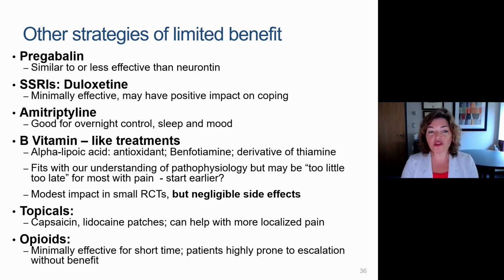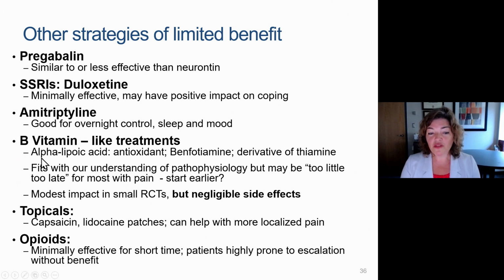Other strategies do exist, and I'm going to point out pregabalin is very similar or less effective than Neurontin. It has a fancier name, and I think people do try it and they feel like they have better results. It's probably placebo in my opinion. But it's okay to switch. Just don't expect much. I would say amitriptyline is excellent for overnight control, and it's okay to use in addition to Neurontin. B vitamin treatments are harmless.